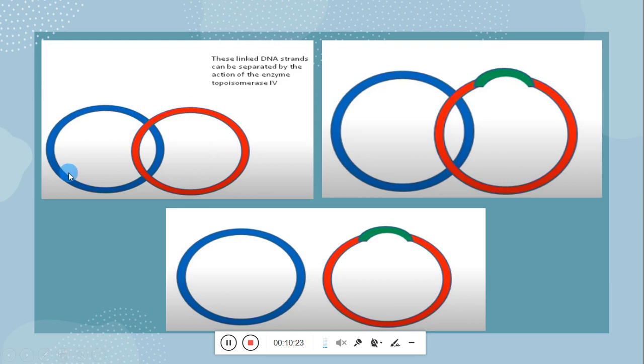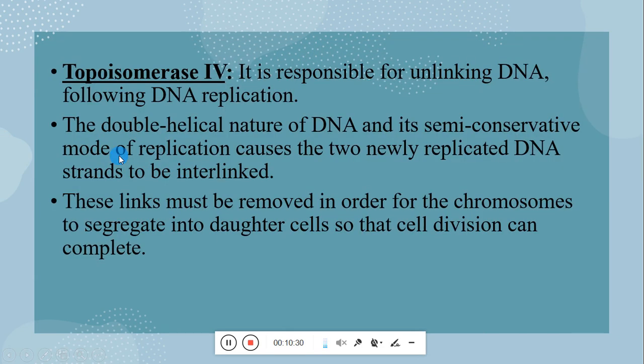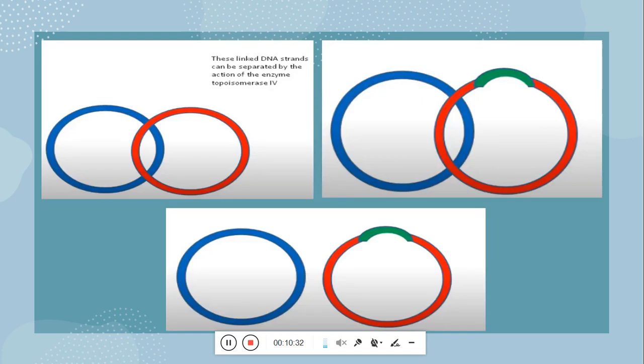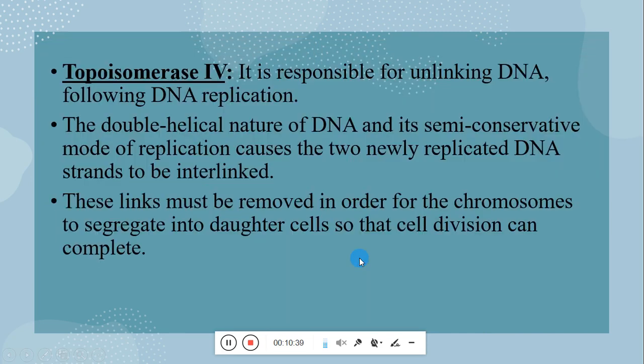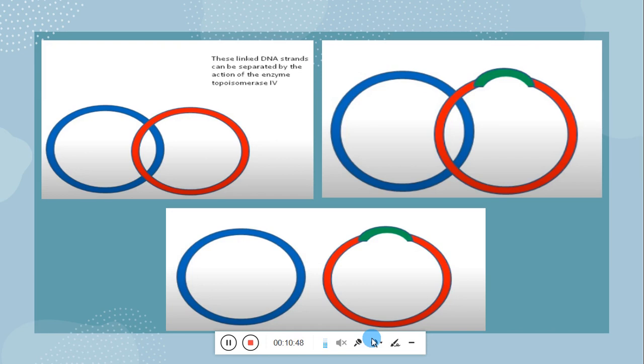When the replication occurs, the newly replicated DNA strands are interlinked, and so they need to be separated, like here. These links must be removed in order for the chromosomes to segregate into daughter cells so that the cell division can complete. Unless these DNA strands get separated, the cell division will not be completed.